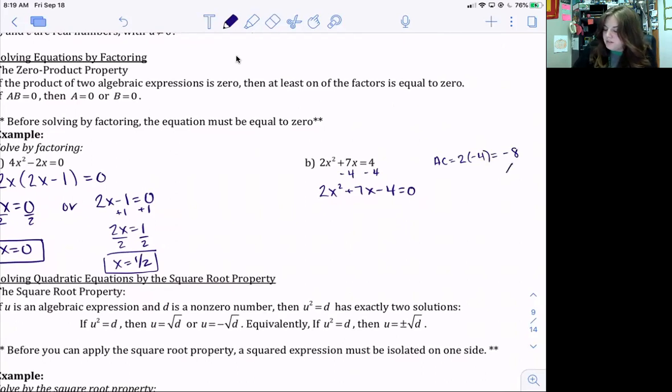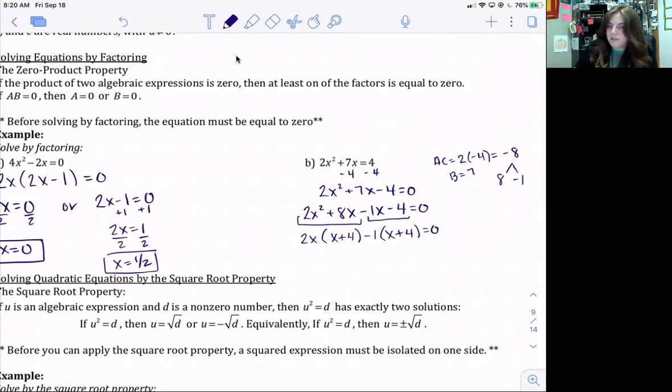And we're looking for the factors of negative 8 that add to be 7, which would be 8 and negative 1. So we can rewrite this as 2x squared plus 8x minus 1x minus 4 equals 0. And then with 4 terms, we're going to factor by grouping. So 2x squared plus 8x can be divided by 2x, which we're left with x plus 4. And then negative 1x minus 4, we can factor out the negative 1, and we're left with x plus 4.